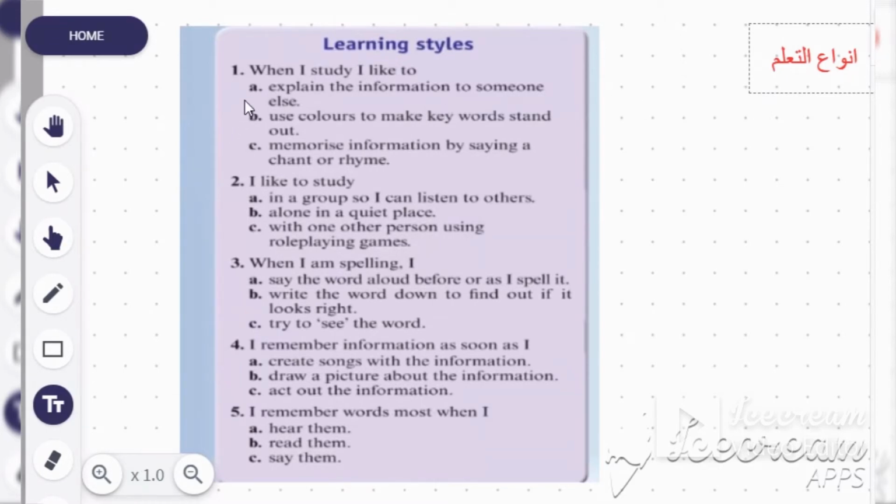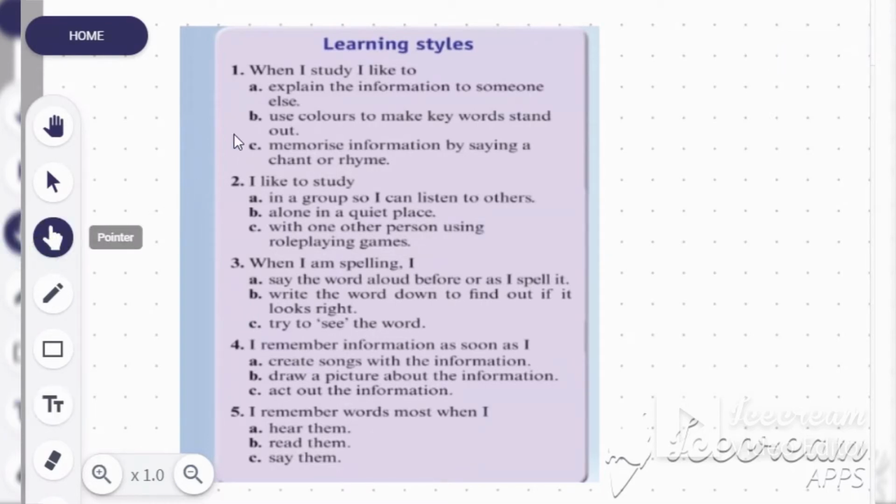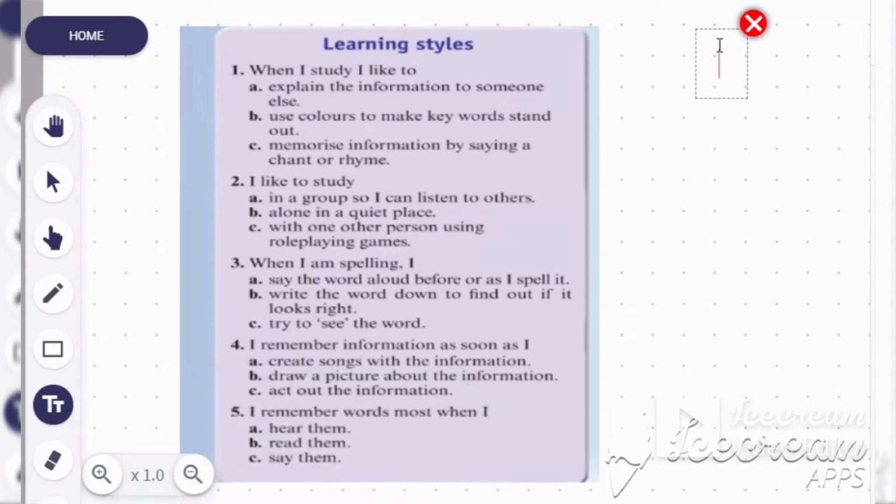We have a questionnaire. Questionnaire استبيان. It's about you, and you have to choose A, B, or C. I will explain it to you. راح أشرح لك إياه. And you have to choose A or B or C. A, B, C, A, B, C, and so on. Learning Styles, أنواع التعلم.